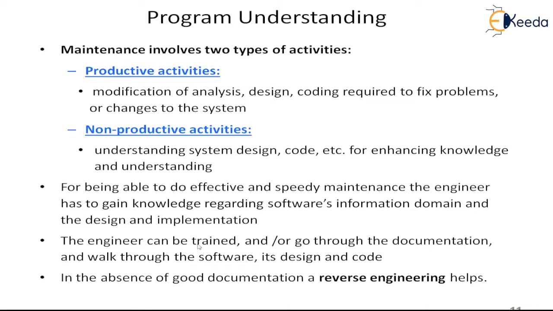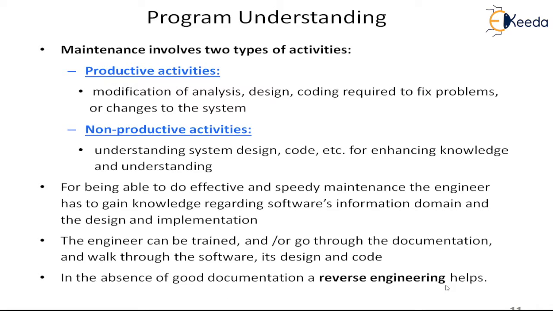So even if he is trained, the training can last only for a few days, but the software is going on changing, so he can't be trained on every aspect of the software, or even if he's trained, he cannot remember everything, cannot register everything in his mind. So I have written "and or", but most of the time it is "and". Sometimes training is absent, so it can be "or", but most of the time it is training plus going through all these items. In the absence of good documentation, reverse engineering will help.